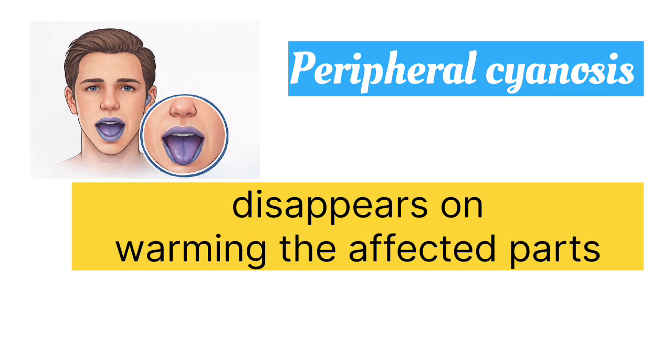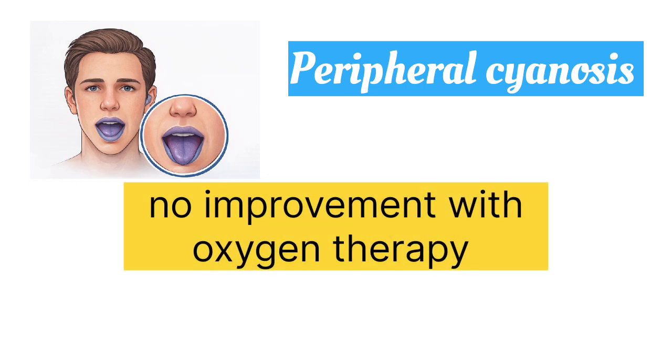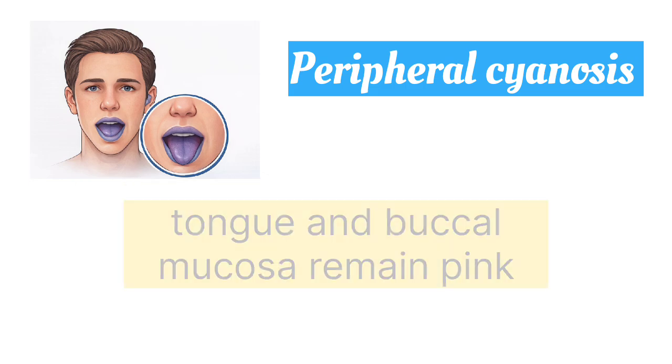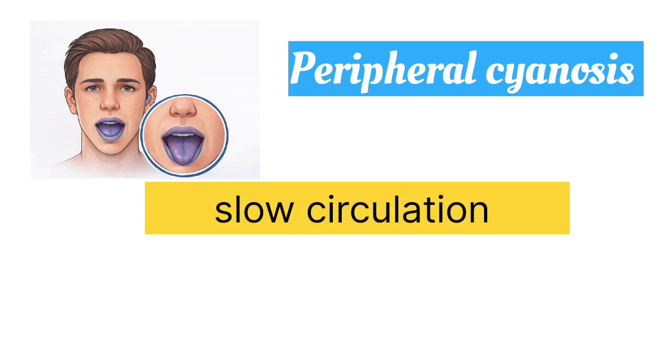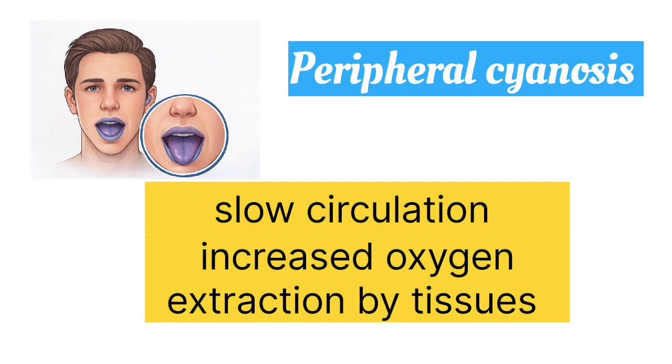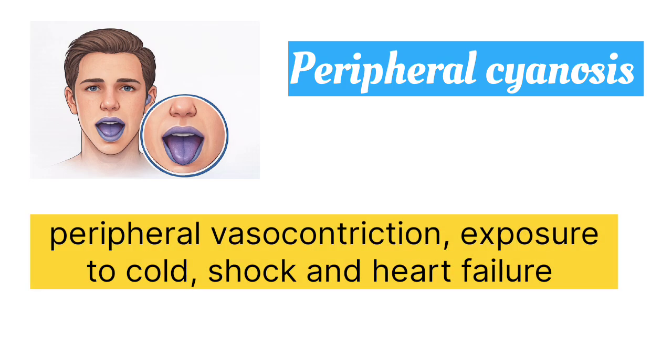Cyanosis disappears on warming the affected parts. There is no significant improvement with oxygen therapy. The tongue and buccal mucosa remain pink. The mechanism involves slow circulation, which allows increased oxygen extraction by tissues. Common causes include peripheral vasoconstriction, exposure to cold, shock, and heart failure.